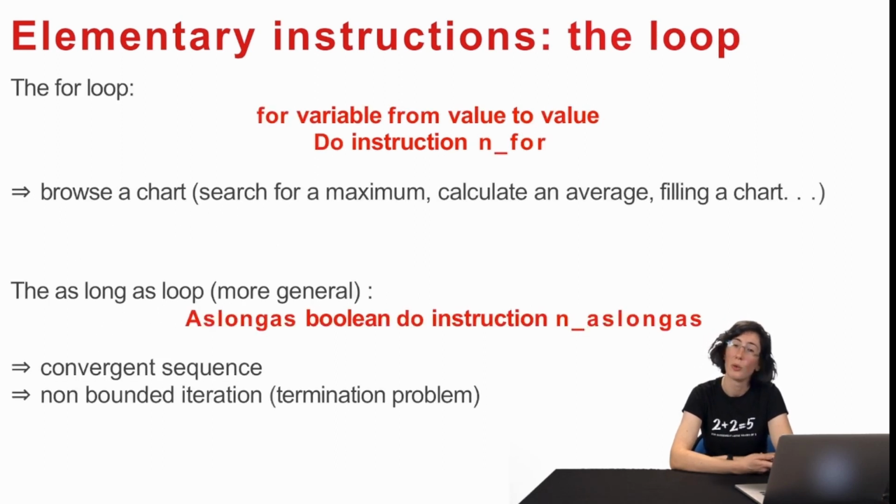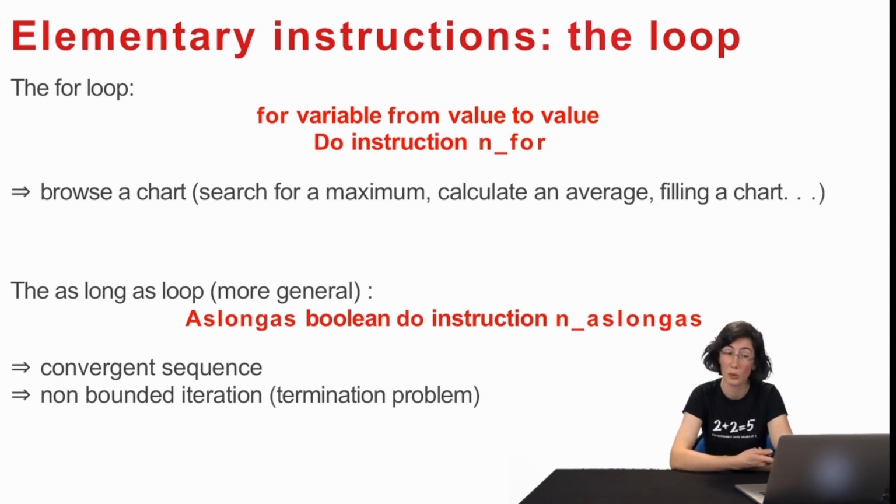The best known loop when talking about charts is the for loop, so for a certain variable iterating from one value to another value, a particular instruction is executed. It can be used, for example, when looking for the maximum value in a chart. We are going to browse it and look for the highest value. If you want to calculate the average mark, or if you want to fill a chart up to initialize it, you create a for loop.